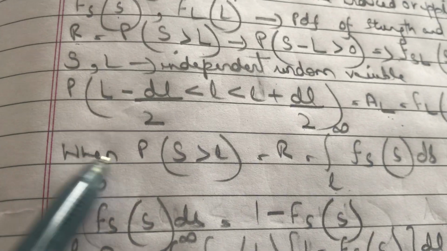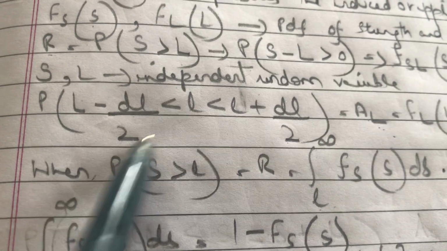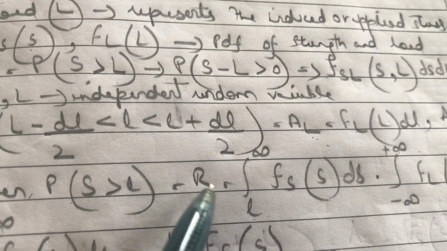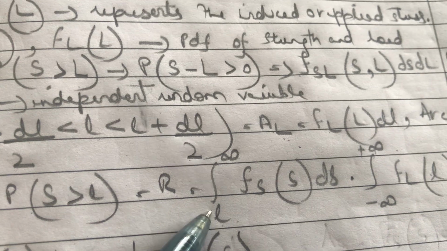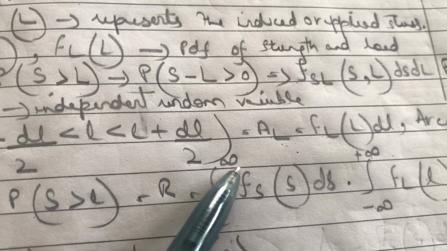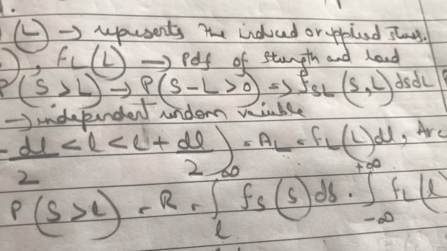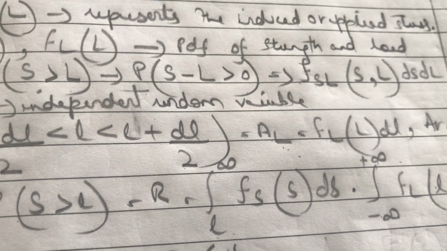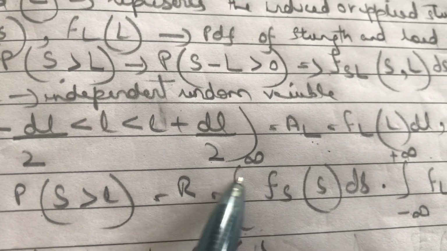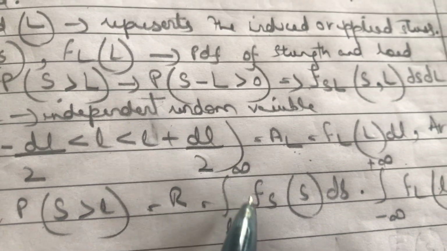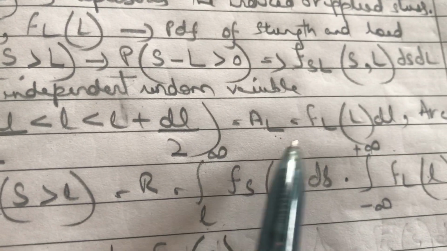Got it? Now when we have a probability of S greater than L, how can our reliability be written? We write the limit of S from L going to infinity. Why? Because we are saying S is greater than L, so S can be anything from L to infinity. The starting limit would be L, and the ending limit we don't know, so we put infinity. So the limit for S is L to infinity, Fs of S and ds.